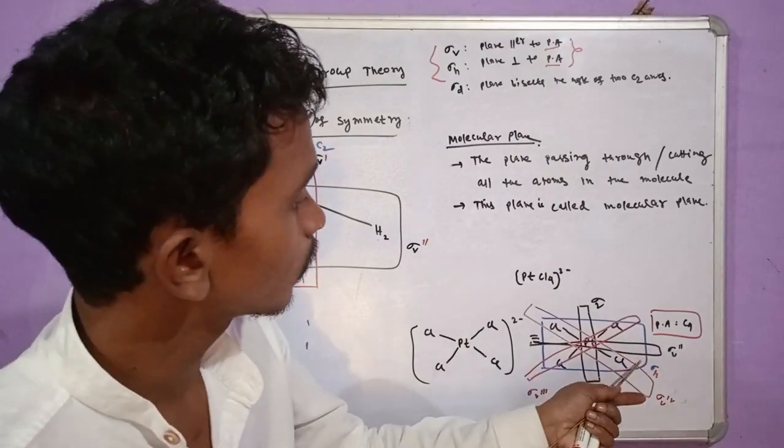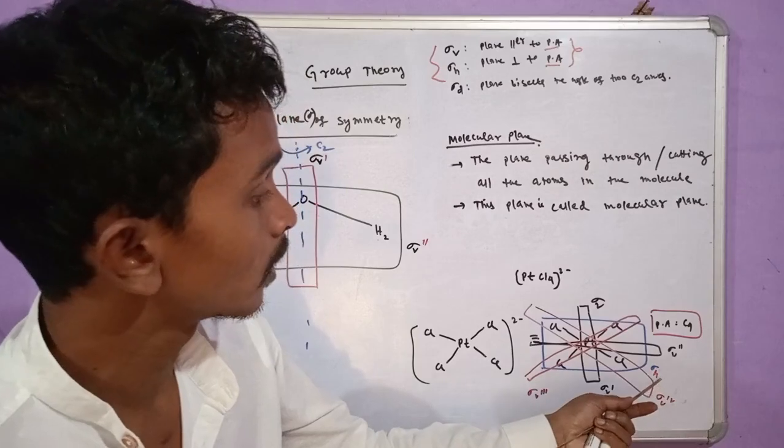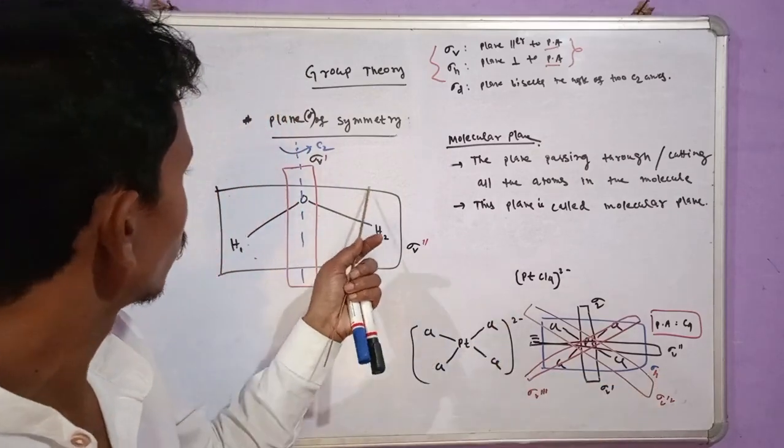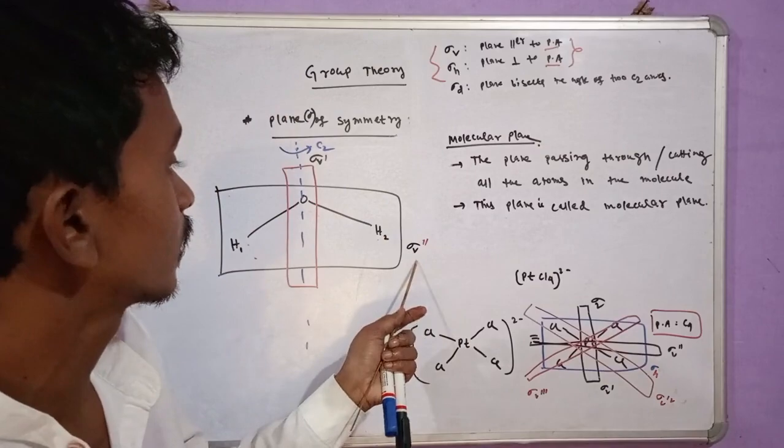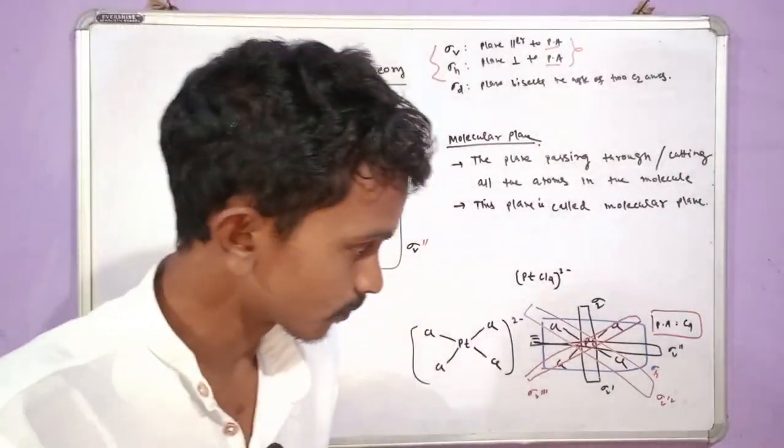So here the molecular plane becomes the horizontal plane. But here the molecular plane was not the horizontal plane; in that case it is a vertical plane. Okay.